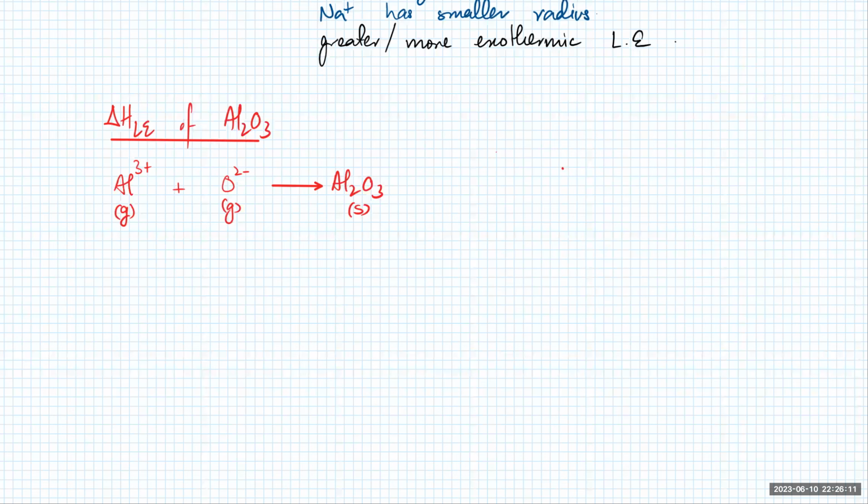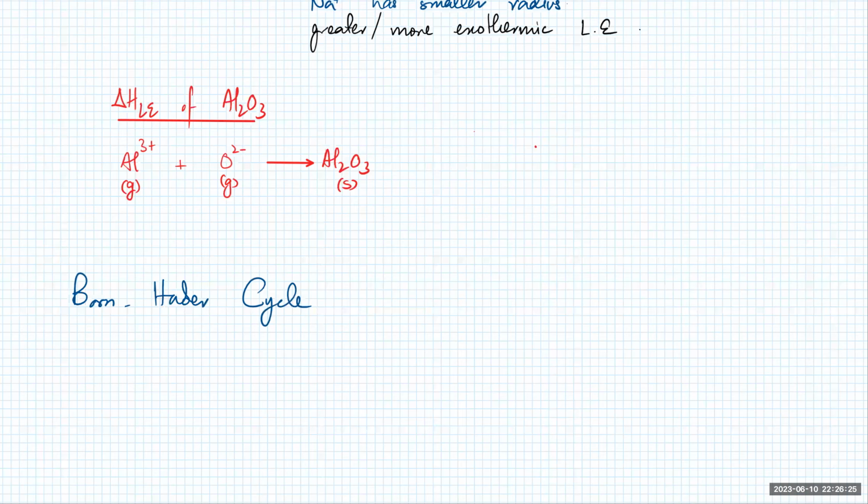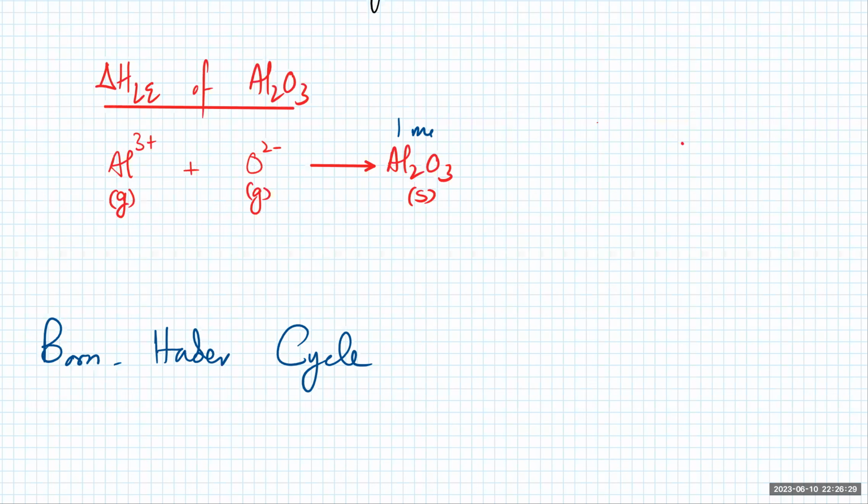So next, the final thing is your Born-Haber cycle. For that equation, does it need to be balanced? It has to be balanced. This has to be 1 mole. So there's going to be 3 O2 minus and 2 Al3 plus ions. Is that clear?